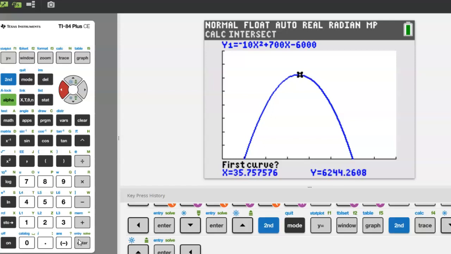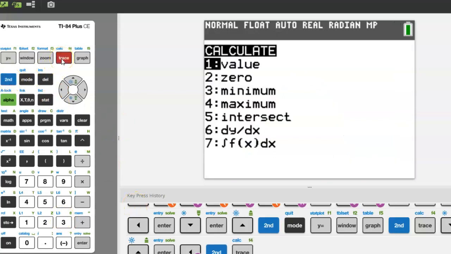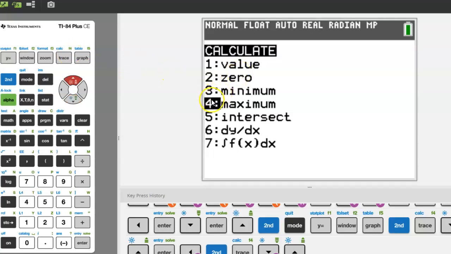Now it doesn't really find us the intersection right off the bat, because we might have a bunch, oh, sorry, I didn't mean to find intersection. My bad, hold on a second. Do that again. I meant to say maximum value. We want to find the maximum value, which is option 4. All right, so hit enter.